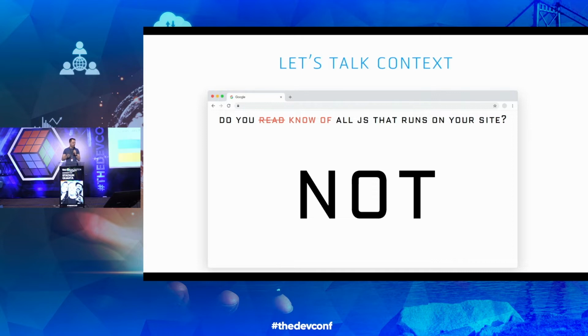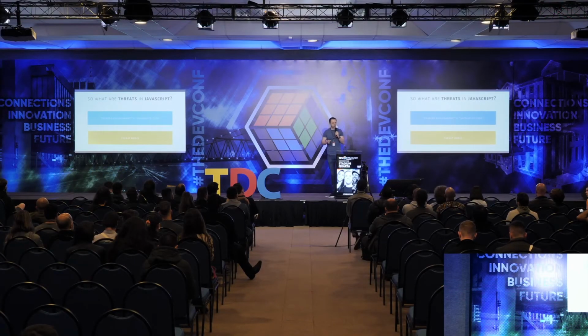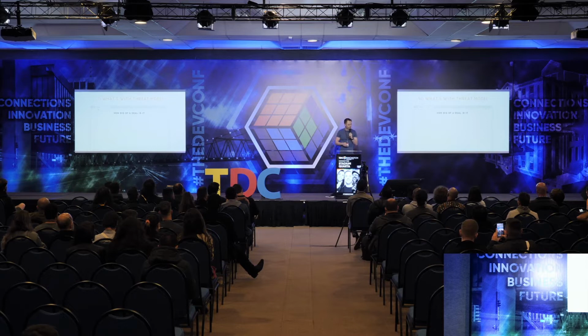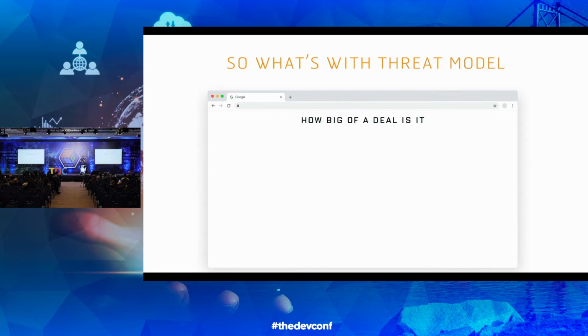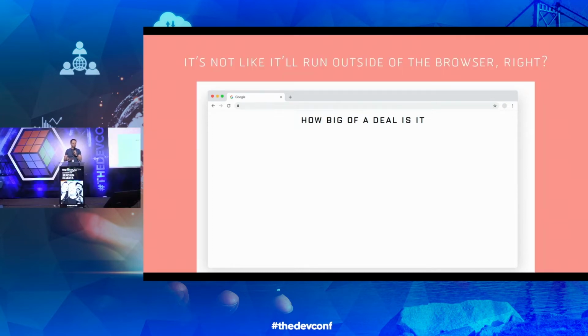So, okay, this is our context, right? The context is the user trusts the site where they're running, and at the same time, we've put in a lot of code that we've never seen or even know about that executes inside of this trusted environment. So that already doesn't sound super amazing, right? But then there is this other part, the threat model. So what's going on with the threat model? And how big of a deal is this really? Because we're running JavaScript, and it's not like we're running it outside of the browser, right?